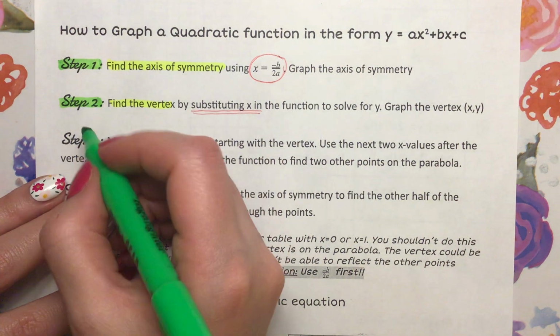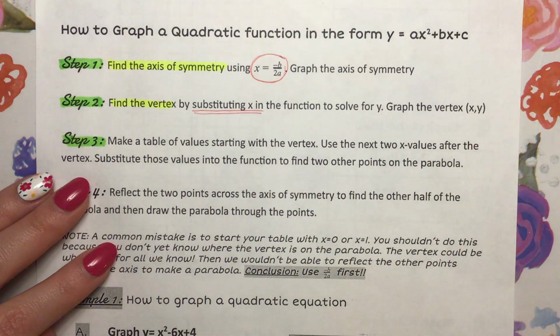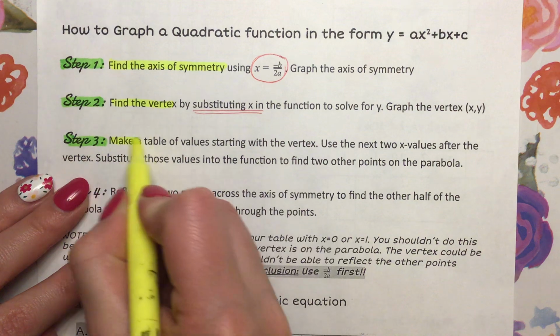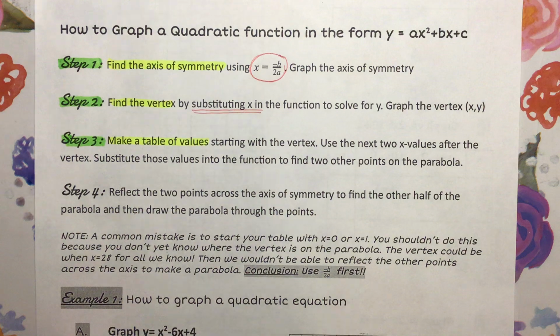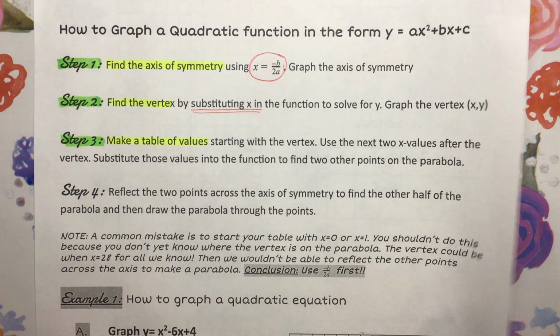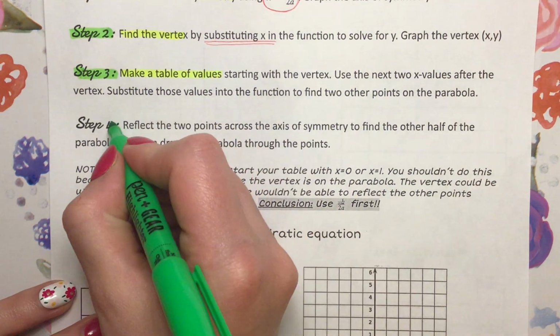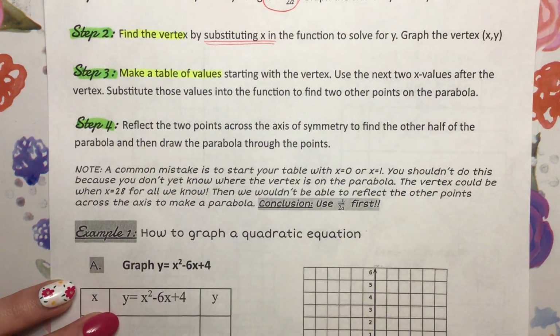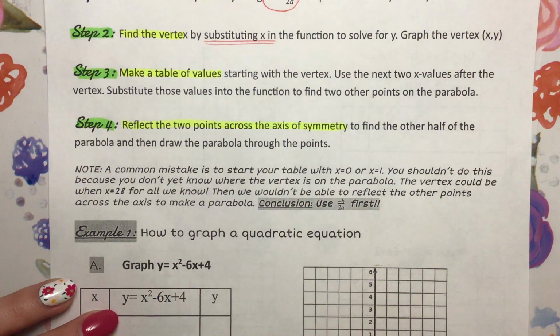For step 3, you're going to make a table of values, starting with the vertex and then the next 2. This one isn't going to have very many values in it, it's actually just going to have 3. And then for step 4, you're going to reflect the 2 points across the axis of symmetry. All of that's going to make sense when we start actually putting this into practice.